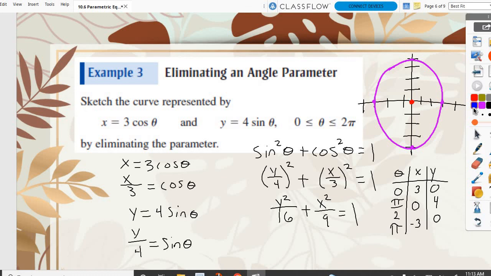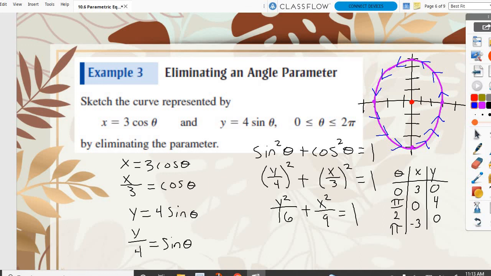So notice that I'm starting at this point, 3, 0. And then we're going up to 0, 4. And then we're continuing on. So what direction are we moving? Counterclockwise. The positive direction.